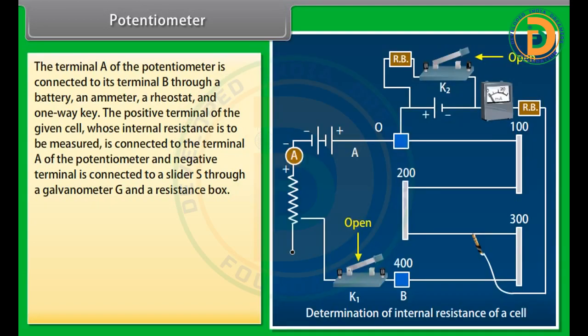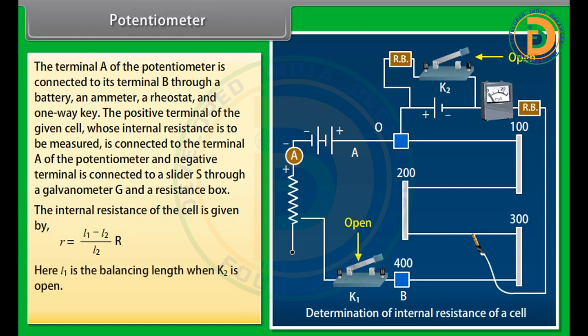The terminal A of the potentiometer is connected to its terminal B through a battery, an ammeter, a rheostat, and a one-way key. The positive terminal of the given cell, whose internal resistance is to be measured, is connected to the terminal A of the potentiometer, and the negative terminal is connected to a slider S through a galvanometer G and a resistance box. The internal resistance of the cell is given by r is equal to (L1 minus L2) upon L2 multiplied by R.